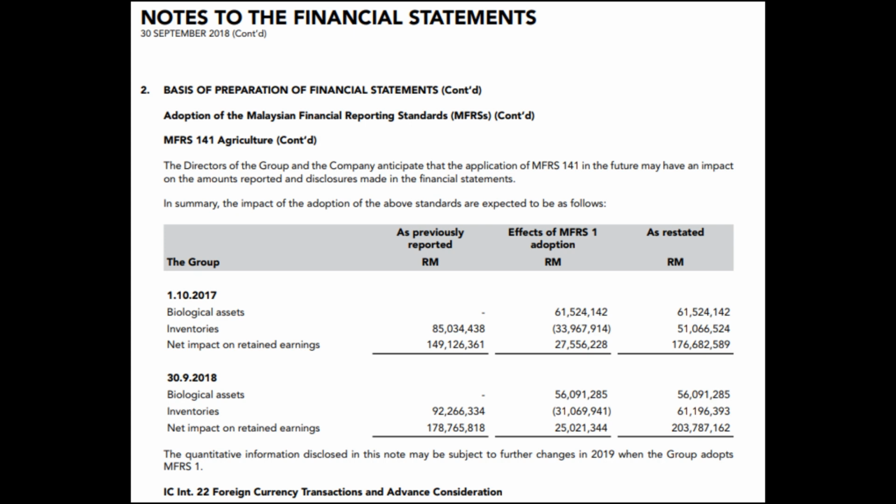So the only effect on the accounts for the biological asset is the inventory account, which falls under MFRS 102, where all the agriculture produce will be recognized as inventories. I think that is from us.